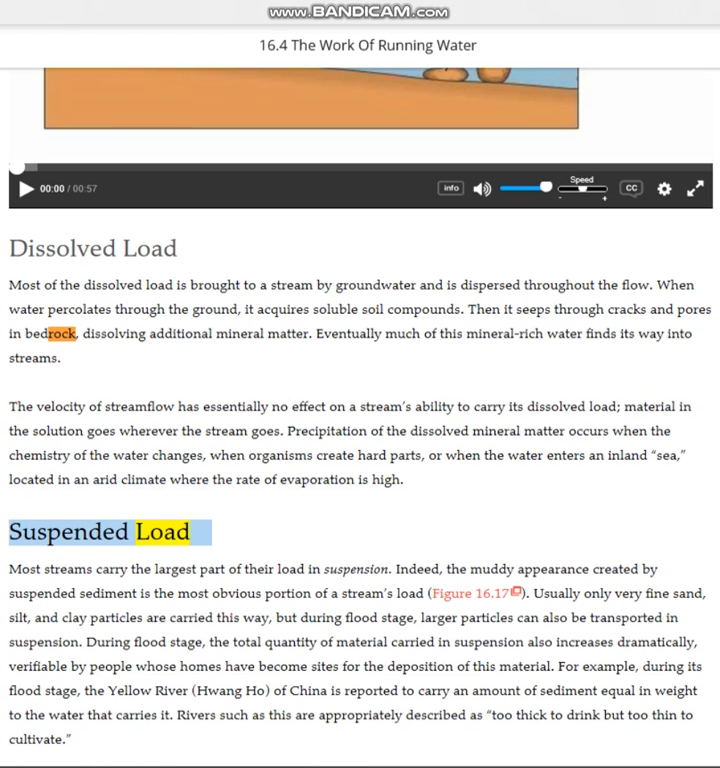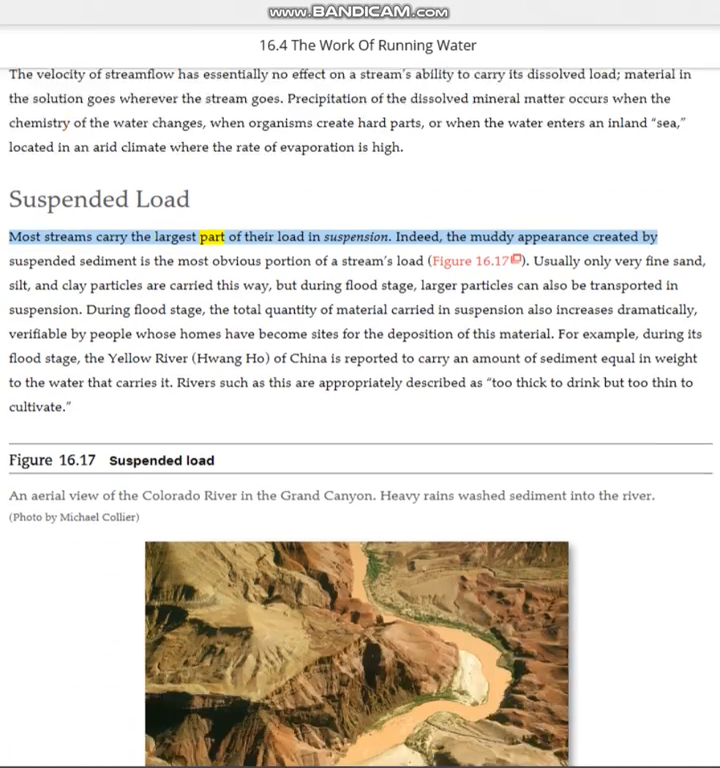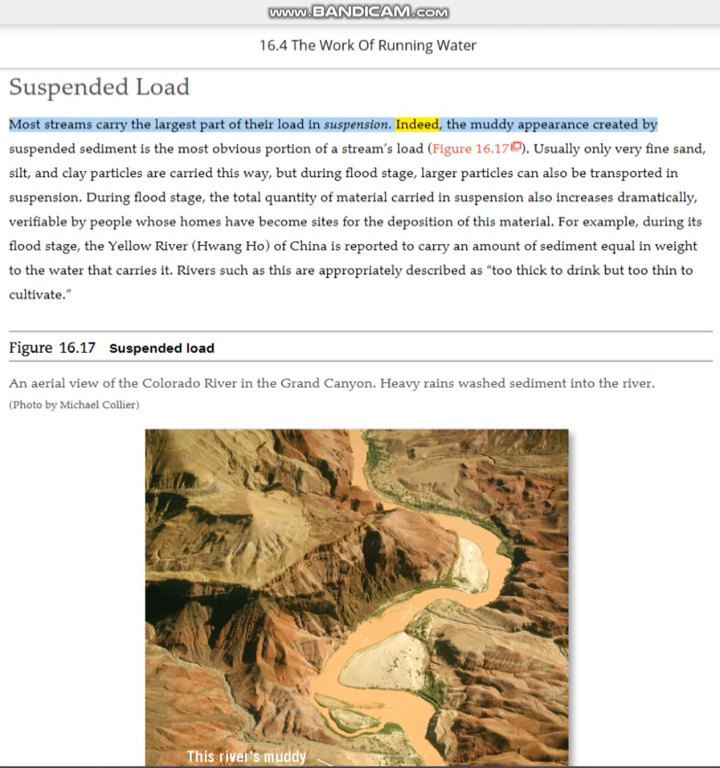Suspended load. Most streams carry the largest part of their load in suspension. Indeed, the muddy appearance created by suspended sediment is the most obvious portion of a stream's load, figure 16.17. Usually only very fine sand, silt, and clay particles are carried this way, but during flood stage, larger particles can also be transported in suspension.